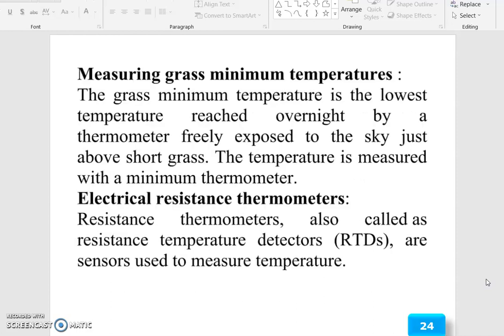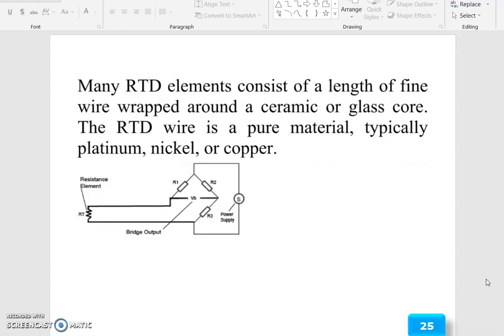Measuring grass minimum temperatures. The grass minimum temperature is the lowest temperature reached overnight by a thermometer freely exposed to the sky just above short grass. The temperature is measured with a minimum thermometer. Electrical resistance thermometer. Resistance thermometers, also called resistance temperature detectors, are sensors used to measure temperature.